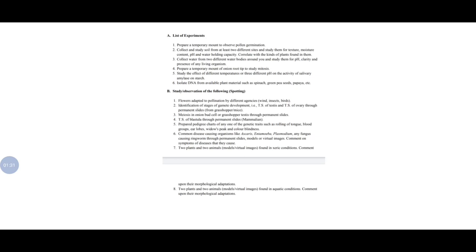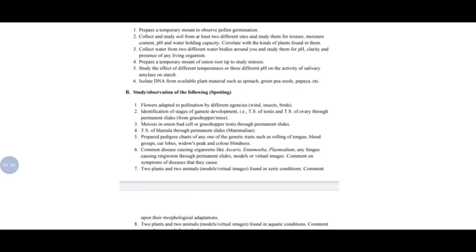As you have seen in the previous slide, for the major experiment you will get experiment number 5 or 6: the study of the effect of different temperatures or 3 different pH on the activity of salivary amylase on starch. Next major: isolate DNA from available plant materials such as spinach, green pea, seed, papaya, etc. Out of these two you will get 1.